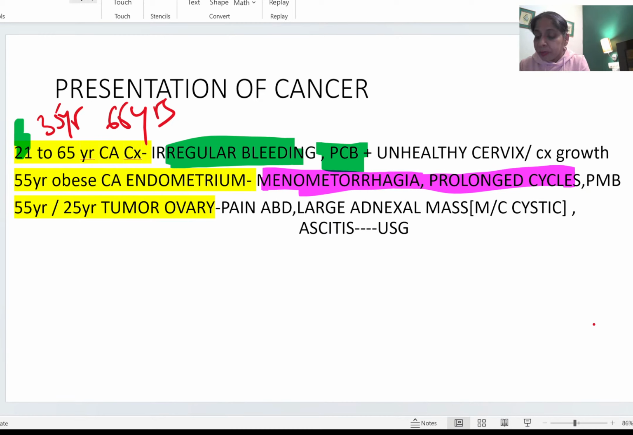Dr. Sumit, why did you write endometriosis here? Why have you written endometriosis? I told all of you to write down the most common cause of post-menopausal bleeding and post-coital bleeding.